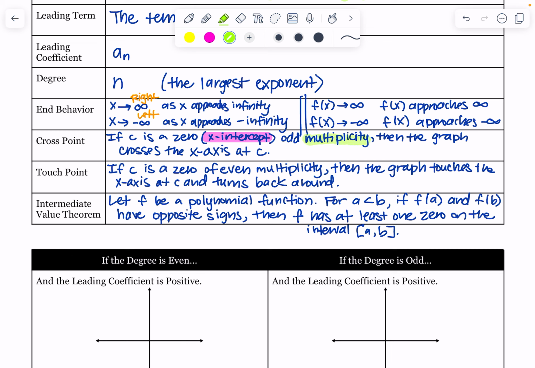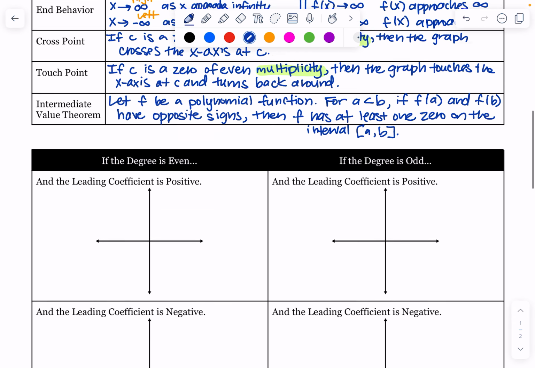Multiplicity is used in here, which we're going to talk about more as well. And then the intermediate value theorem will come too. So I just want to say that we will discuss what those mean.